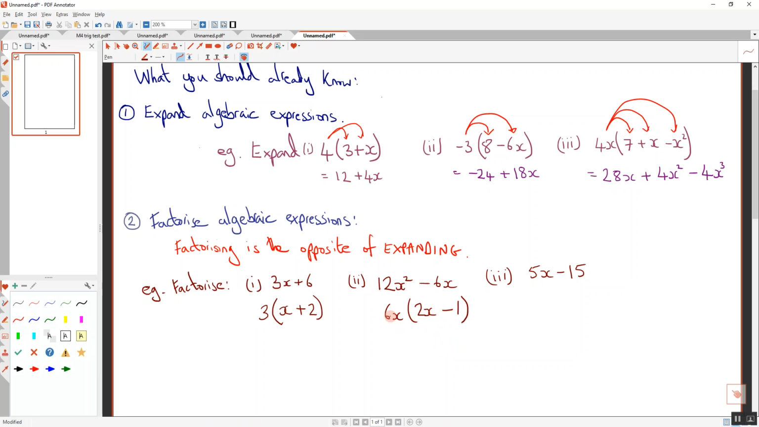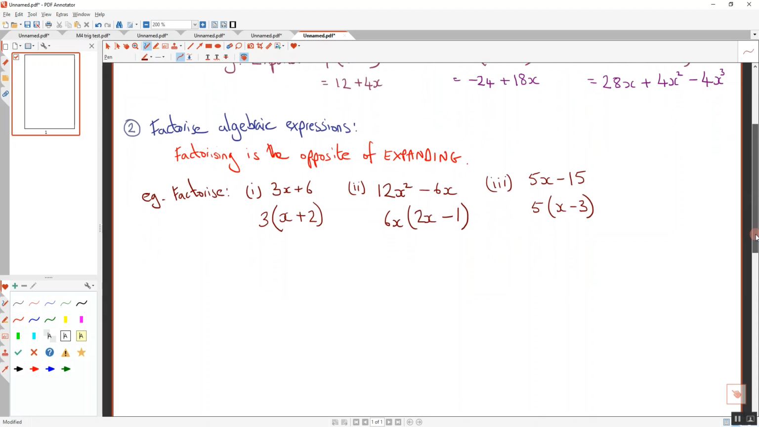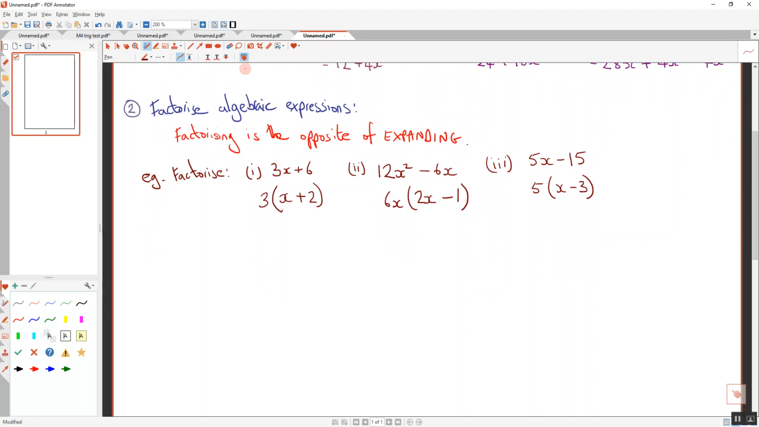All right, so remember, it's always the biggest number outside, okay? So for this one, what's the biggest number that goes into 5 and 15? 5. So we're going to have x take away 3, 3. Okay. Yeah, that one was kind of easier than number 2. Now on to number 3.